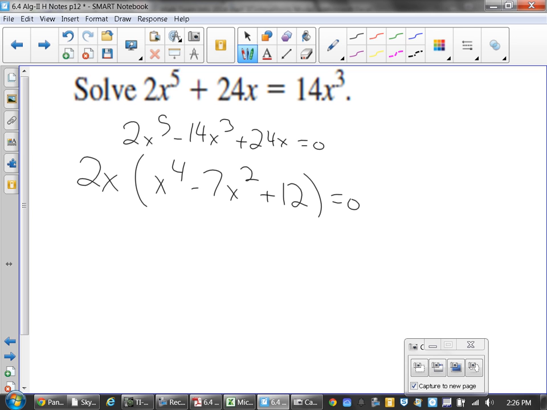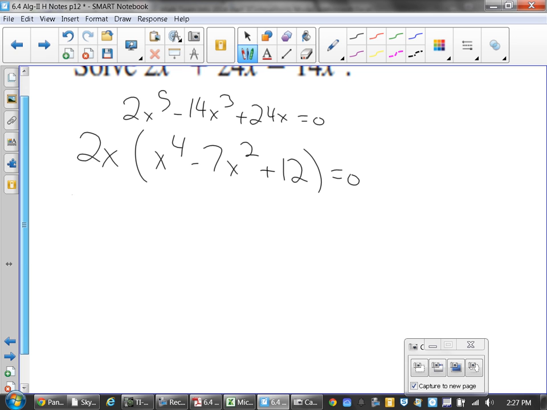You see how it's mirroring that problem we did a little while ago where you had your degrees going from 4 to 2 to nothing? See how that works, Emma? By putting it into that standardized descending order, it leads you into other ways of doing things. So now we're at kind of like a normal trinomial looking thing, right? What times what is positive 12, and you add together to get negative 7? Negative 4, negative 3. So you wind up with 2x times the quantity x squared minus 4, x squared minus 3 equals 0.